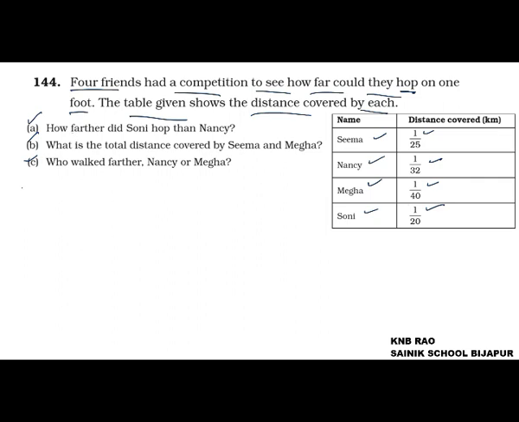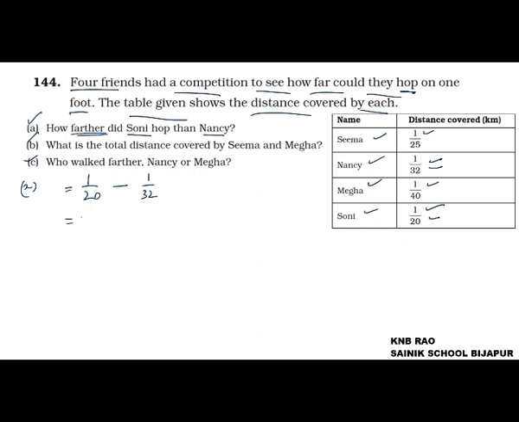First, in sub question A, how much extra did Sony hop than Nancy? So Sony hopped 1/20 part of a kilometer. So that means 1/20 minus Nancy hopped 1/32. You are asked to find how much extra distance is covered by Sony.